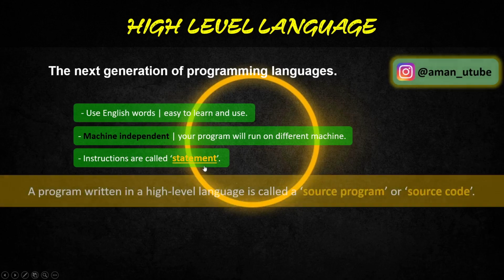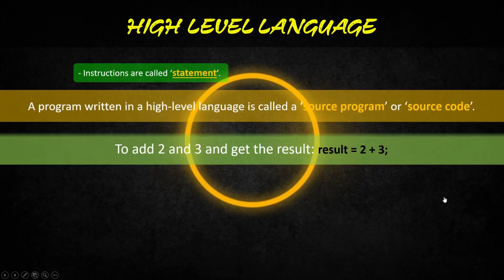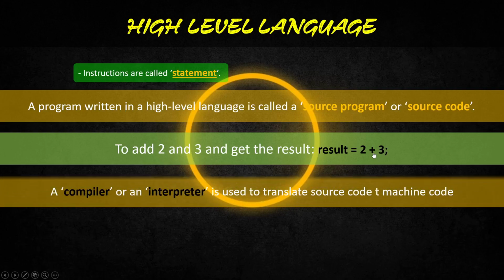A program written in a high-level programming language is called a source program or source code. Let's look at an example. If we want to add two numbers, 2 and 3, and get the result, we would do something like this, which is a C statement that is very similar to mathematics. Just like before, this statement written in a high-level programming language can't be executed directly. First, this code is converted into machine code, and after that it will be executed. In order to translate source code to machine code, we use a compiler or an interpreter for high-level languages.